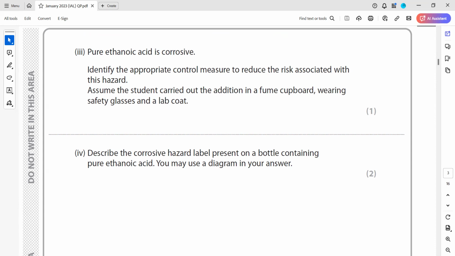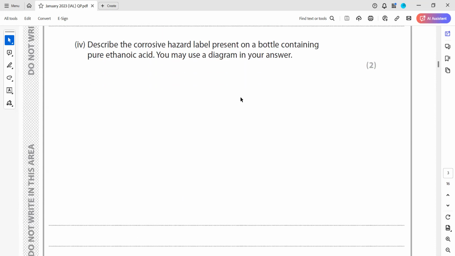But the main safety precaution is to use gloves, because it's not mentioned here. Describe the corrosive hazard level present on the bottle containing pure ethanoic acid. You may use a diagram.